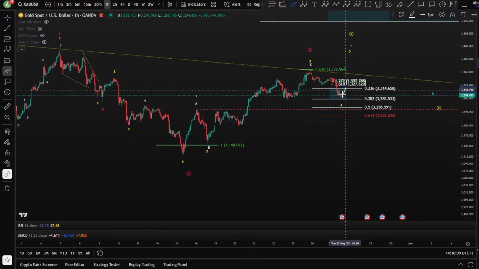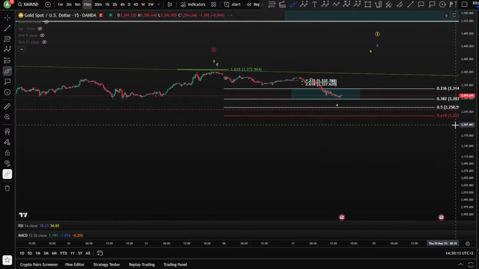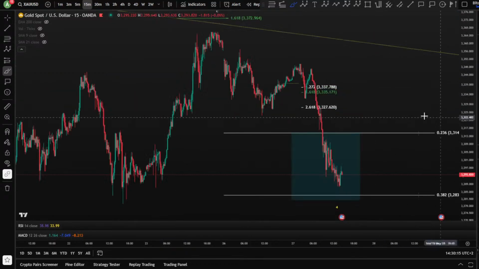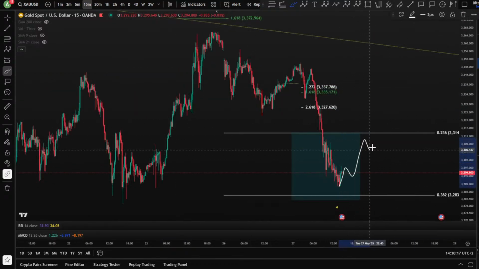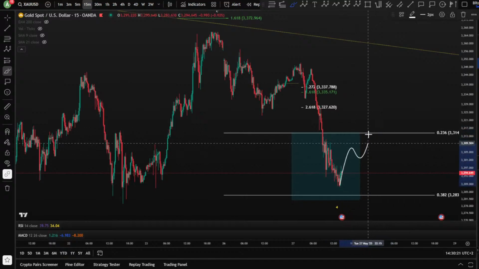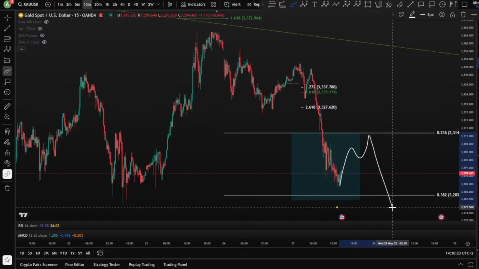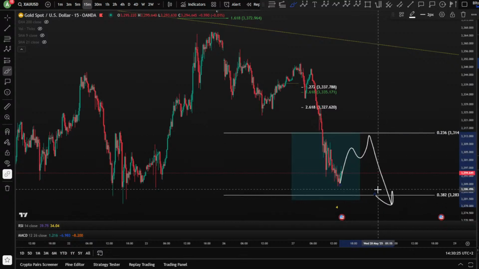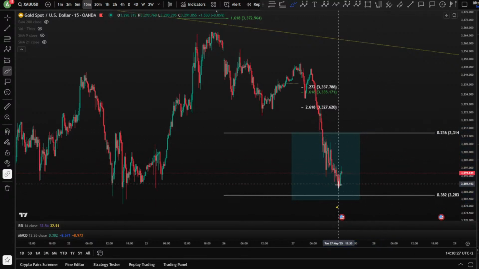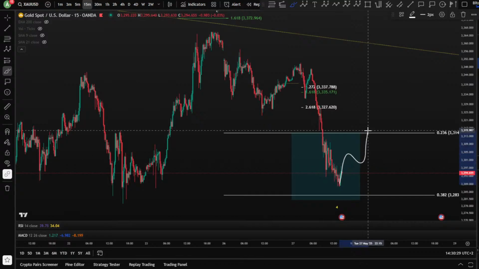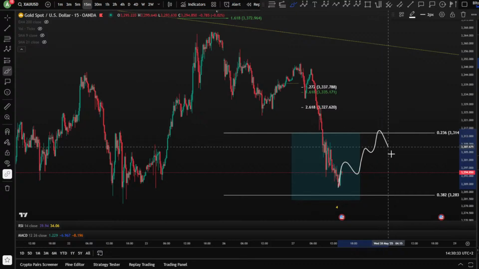If we don't see really an impulse, 1, 2, 3, 4, 5, for higher prices on the 15-minute chart, therefore we have to be careful. If we finish in three waves like this, we might continue towards the downside, okay? So this is the signal that you are looking for right now: whether three waves bearish or 1, 2, 3, 4, 5 bullish toward the upside continuation. Okay.